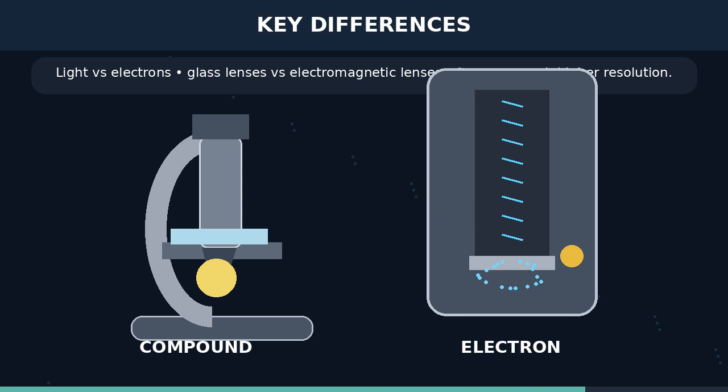Remember the two electron microscope types. SEM is mainly used to study surface structure. TEM is mainly used to study internal structure.